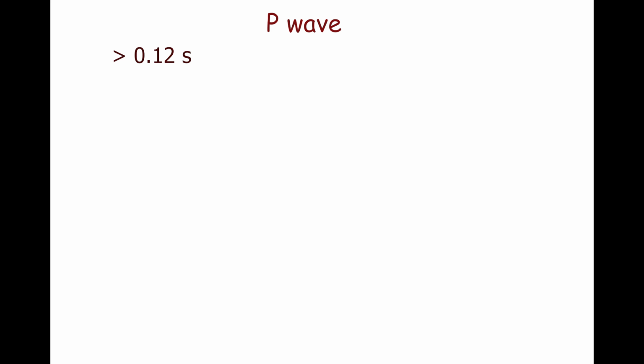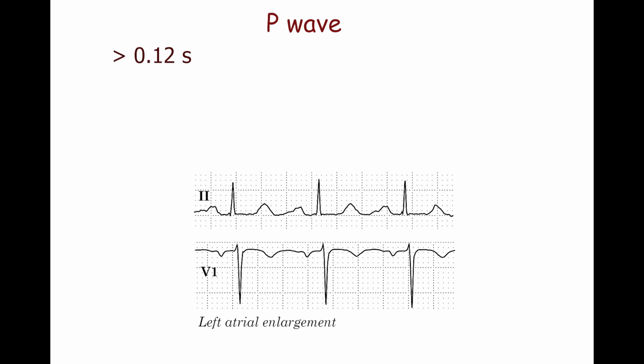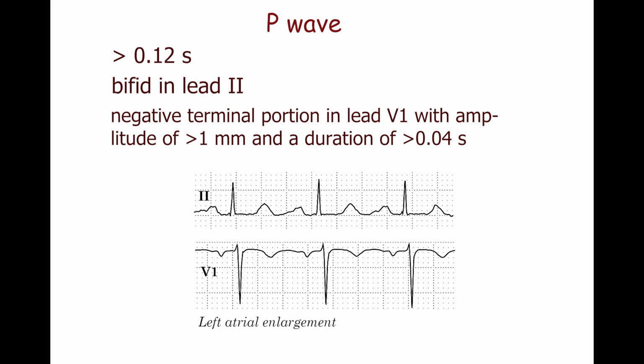A wide P-wave with duration of more than 0.12 seconds that is bifid in lead 2 and biphasic in lead V1 is characteristic of left atrial enlargement. In this case, a terminal portion in lead V1 is negative and has an amplitude of 1 mm and a duration of 0.04 second. There are many causes of this condition, but these P-wave abnormalities are most prominent in mitral stenosis. Thus, such a P-wave is called P mitral. A bifid P-wave may also be seen in the left precordial leads.